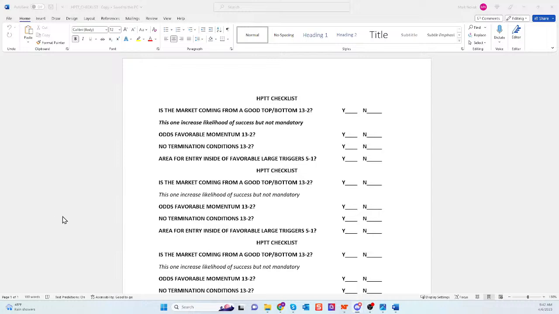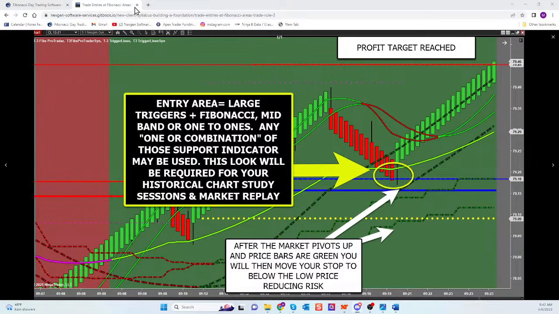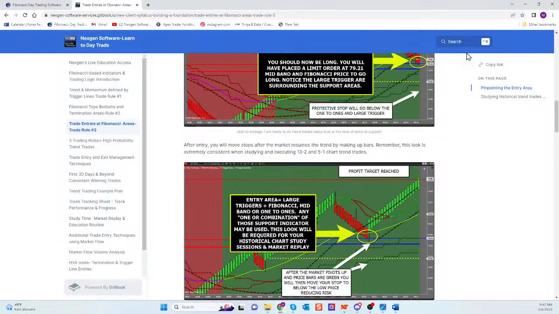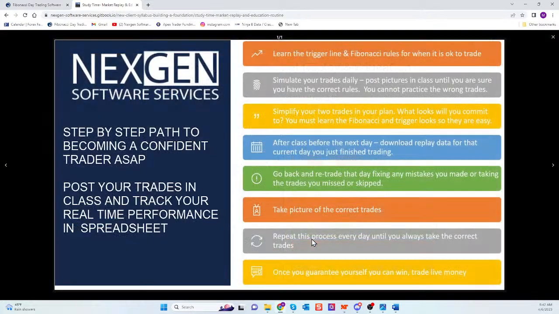And there's a 2-part process to getting to where you guys want to be. I'm going to go to it right now. To becoming a confident trader ASAP, the first thing you need to do is post your trades in class, guys. Every time you take a trade, show me what you're doing.